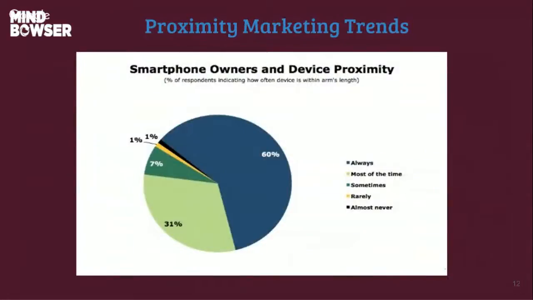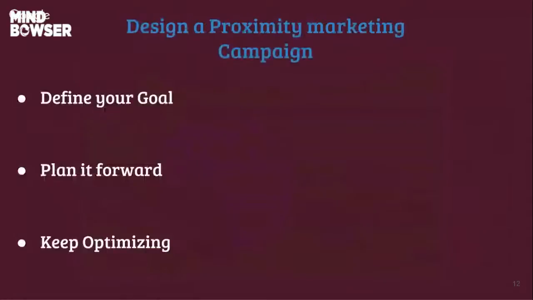And these are some proximity marketing trends on the lines of what I mentioned before: 60% of smartphone owners accept that they probably keep their smartphone at arm's length always. I mean, 60% is always, and more than 90% is most of the time and beyond that. So that's the frequency, or the engagement, that lies as an opportunity for today's retailers.